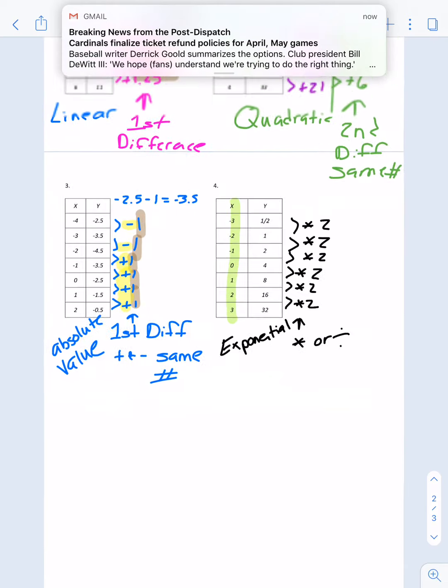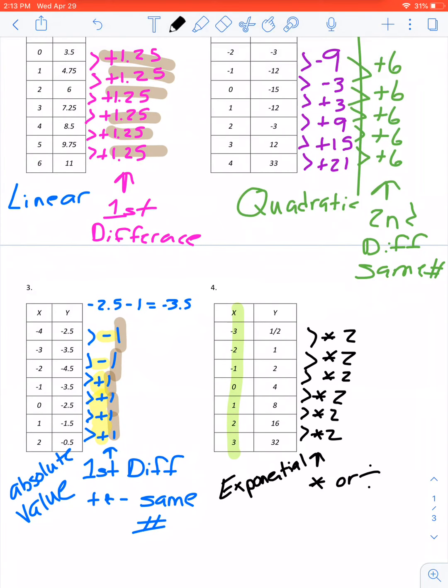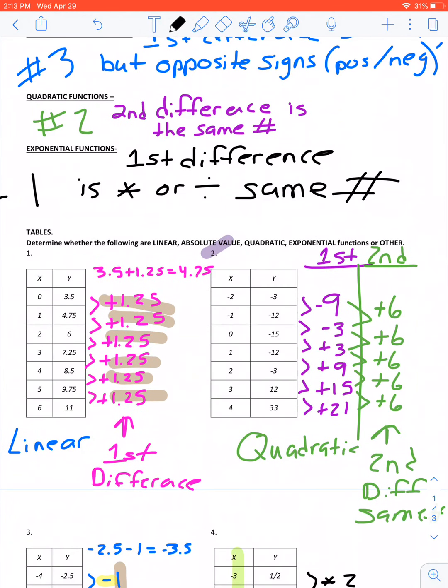Again, looking back, number 1 is linear. The first difference was the same. Number 2 was quadratic because the second difference was the same. Number 3 was absolute value because the first difference was the same number, 1, but it was a positive and negative 1 combination, so it's absolute value. And then number 4 is exponential because you multiply everything by 2 to get that number. And then other would be other ones that don't classify.